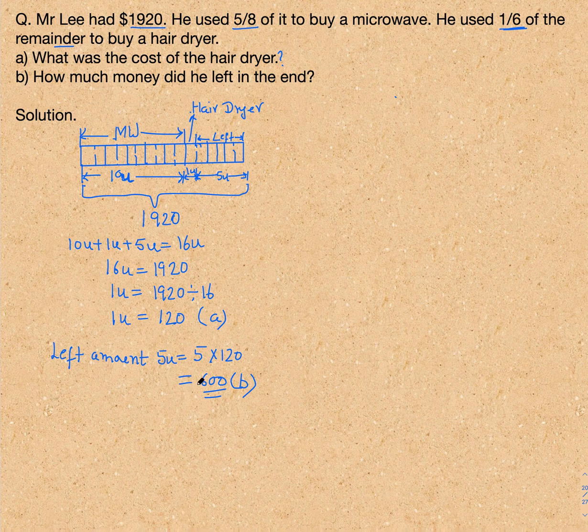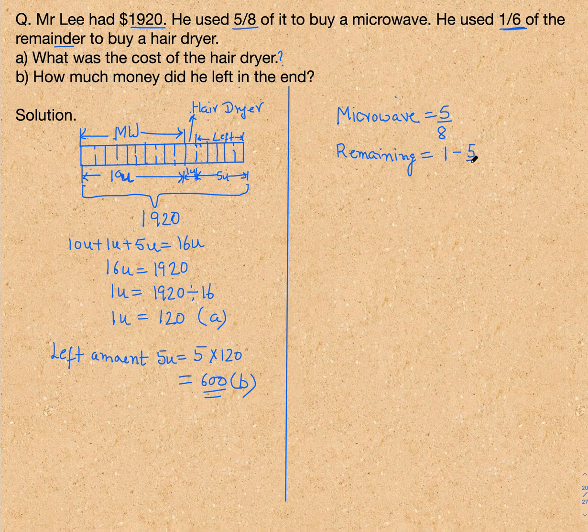Okay, some of the students might want to try it directly. I mean, they can say, okay, we can have another method here. For the microwave, he spent how much? 5 by 8, right? So what is the remaining amount he has after spending on the microwave? It's obviously 1 minus 5 by 8, which is 3 by 8, right?